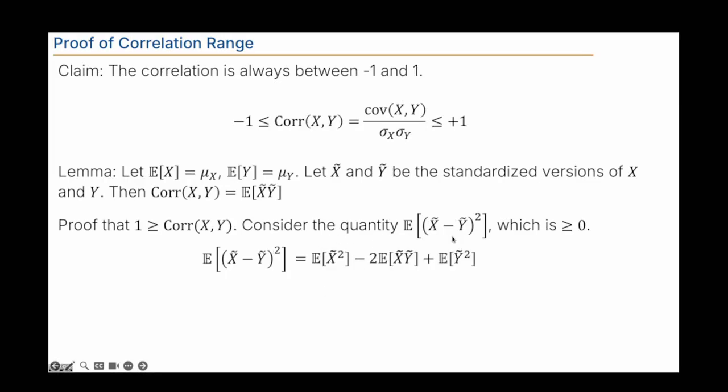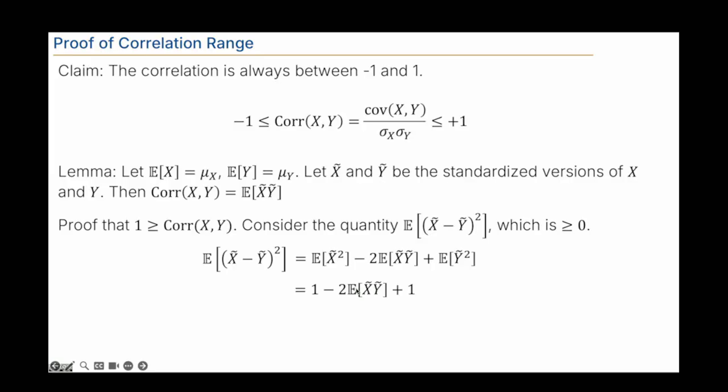Let's apply linearity of expectation. We're left with this. What's the expectation of x tilde squared? You did that earlier and got 1. This over here is also 1. The expectation of the square is the same as the variance, so it's 1. Then we're left with this in the middle.